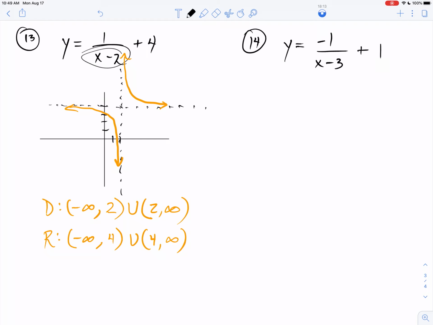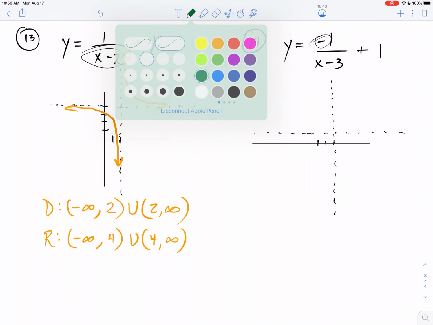And since I haven't done this yet, I'm flipping this rational. So what's down is up, what's up is down. So here we go. I'm going to go 1, 2, 3. That is my new vertical asymptote. And then I'm going to go up 1. And I'm going to sketch this graph. I'll use, how about green?